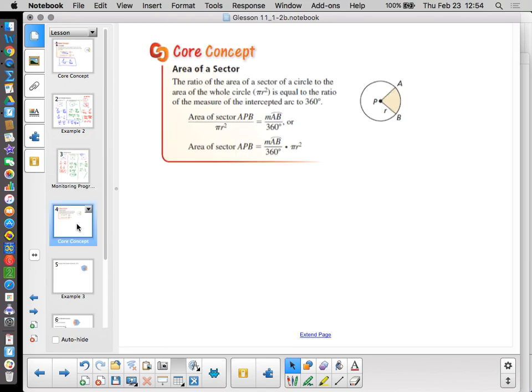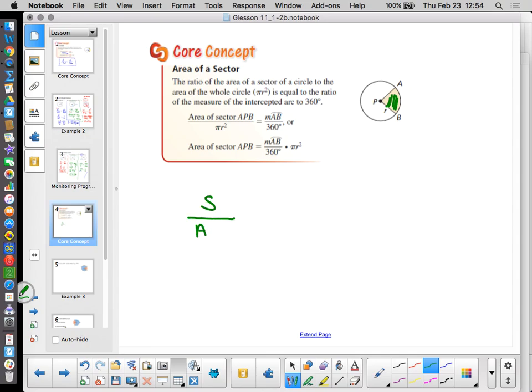The second part of this is exactly the same, except we're doing area instead of circumference. So now instead of just finding the arc length, we're finding the area of this. But the context is exactly the same. The sector area, which we usually abbreviate S, over the area of the circle equals theta over 360. So the only thing we're really changing is we're using an area formula instead of a circumference formula because we're looking for an area instead of a length.